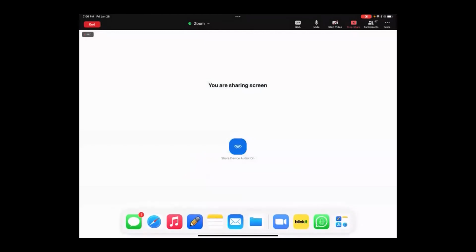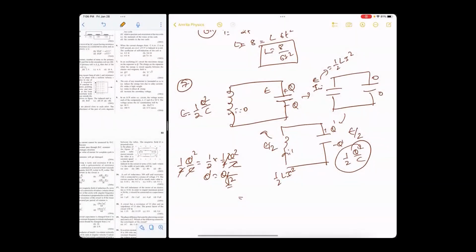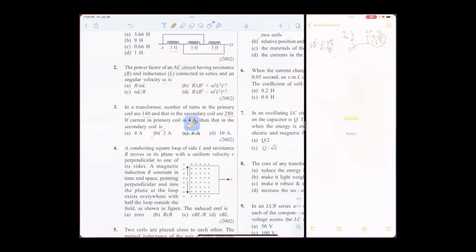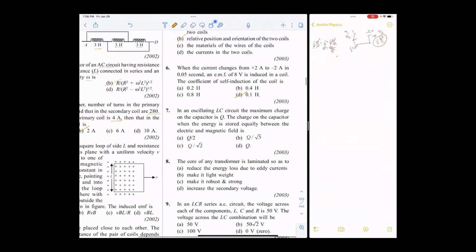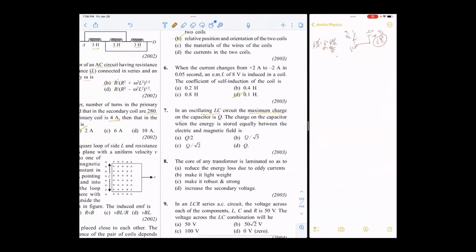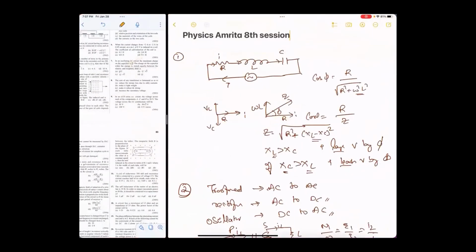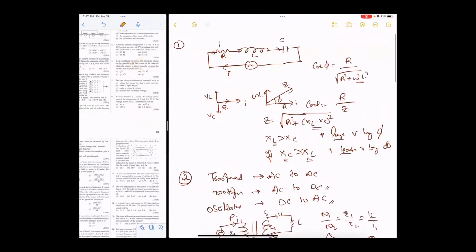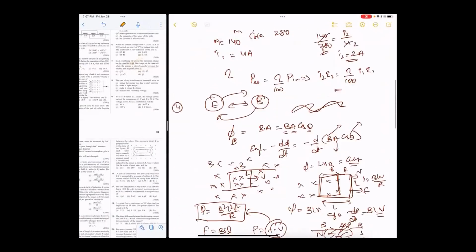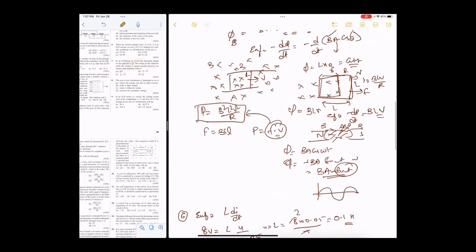Got it. So, I'll read the question again. In an oscillating LC circuit, the maximum charge on the capacitor is Q. Maximum charge means when I is 0, current is 0. What is the charge on the capacitor when the energy is stored equally between the electric and magnetic field? It has to store equal. So I took the case where energy in the capacitor is E. This is the maximum energy.